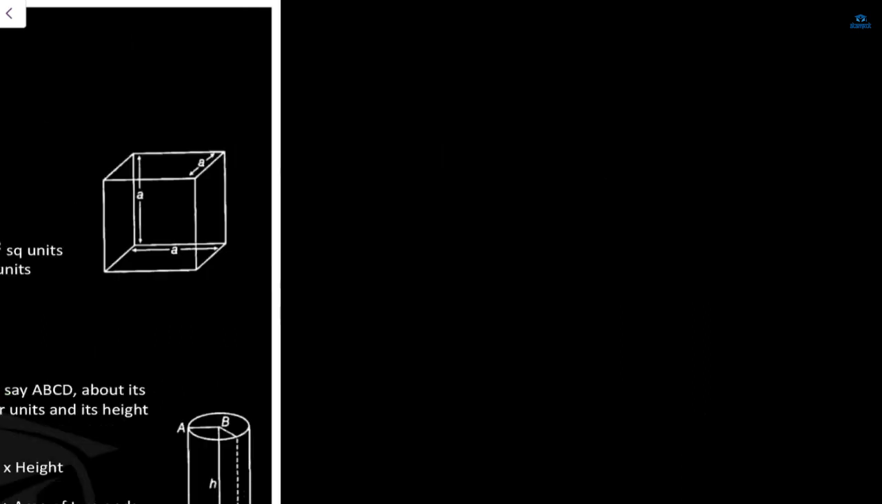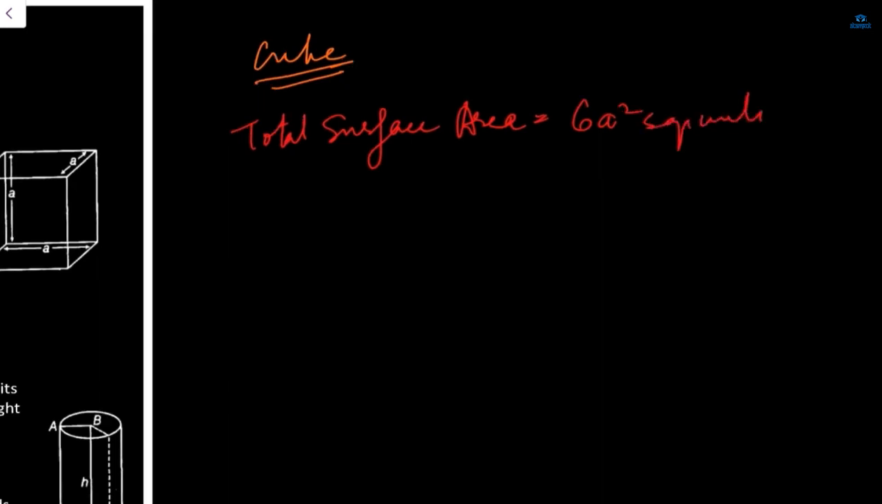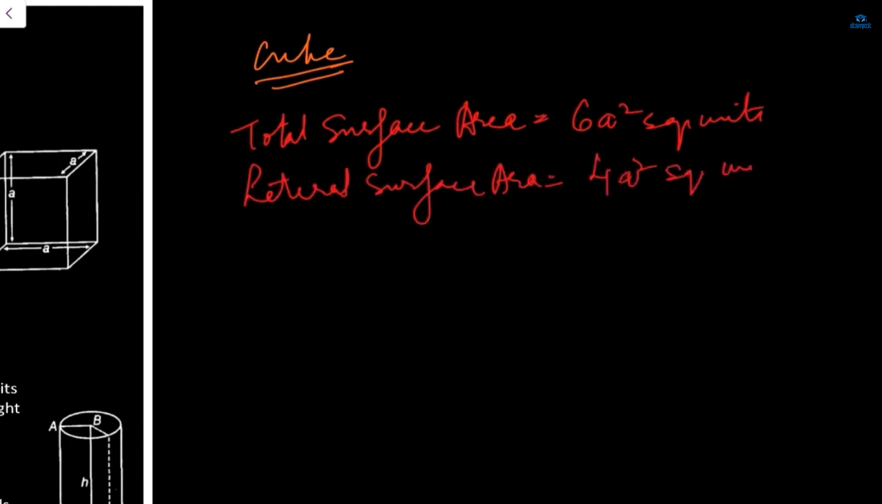So if you see the total surface area, cube total surface area will be what? That will be 6A square. Okay, it will be 6A square because all the surfaces are equal here. Now, similarly, square unit also we should write. Now, lateral surface area. Lateral surface area 4A square, square unit.